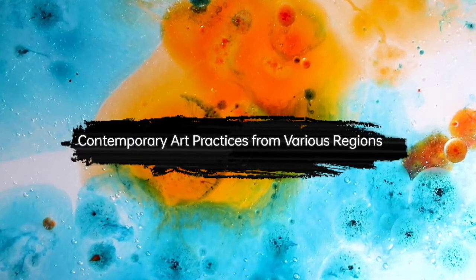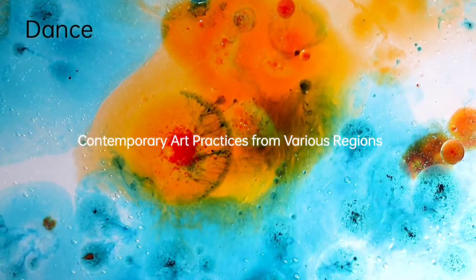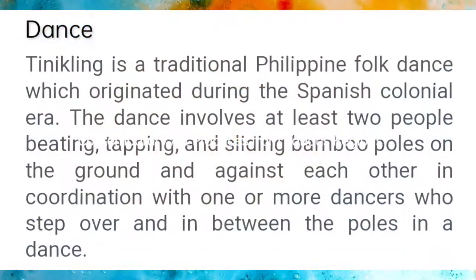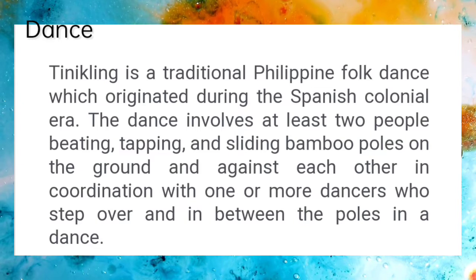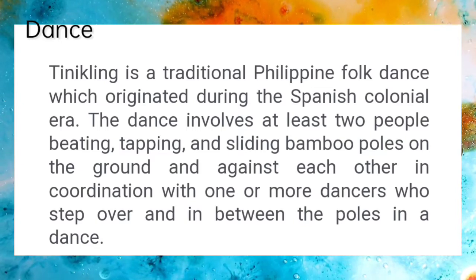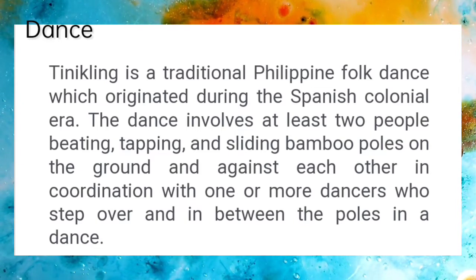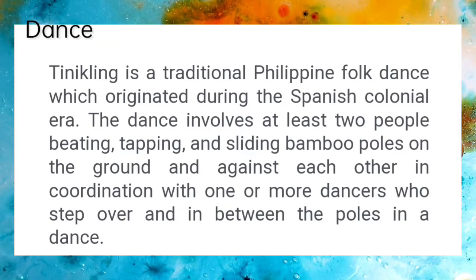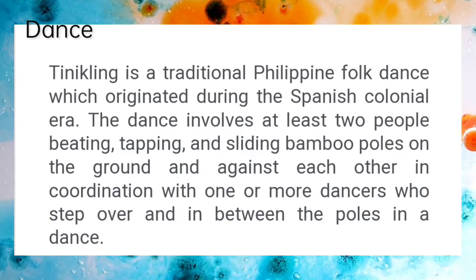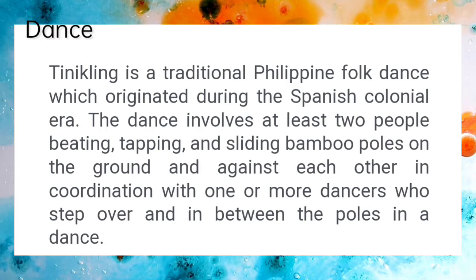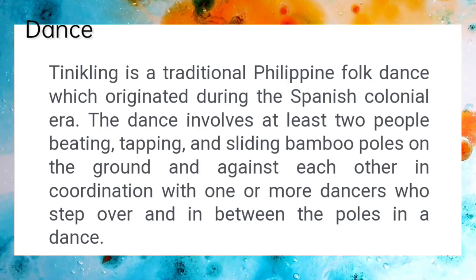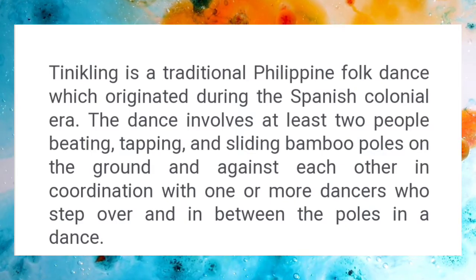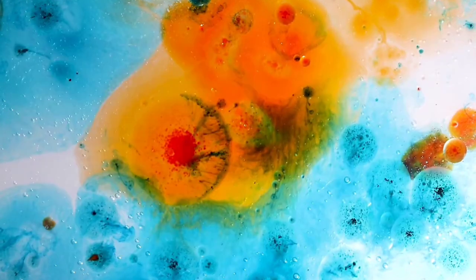Alright, now let's proceed to contemporary art practices from various regions. Let's start with dance. Tinikling is a traditional folk dance which originated during the Spanish colonial era. The dance involves at least two people beating, tapping, and sliding bamboo poles on the ground and against each other in coordination with one or more dancers who step over and in between the poles in a dance. Just like this one, watch this.